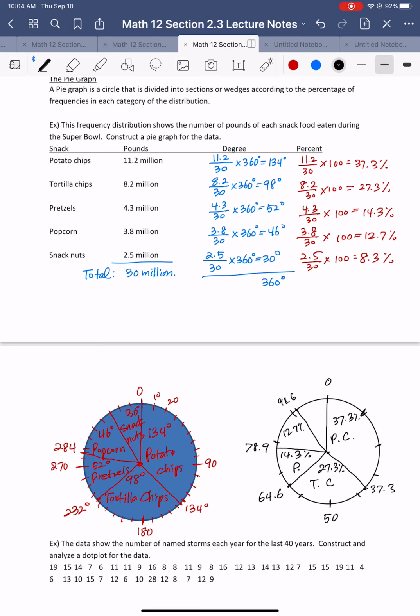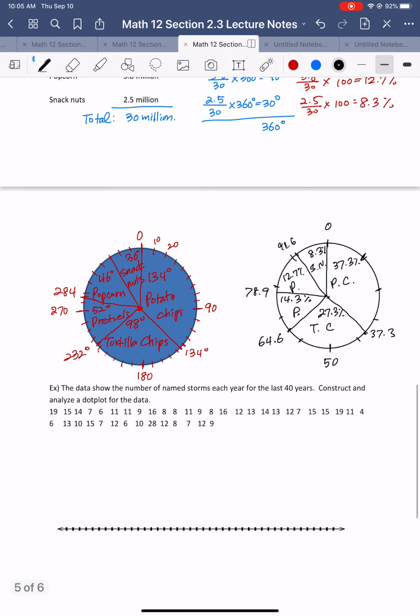And then that must be the popcorn, right? And then the rest of it is going to be the 8.3%, which is the snack nuts, okay? All right, so that's all. See, do you see that though? The sector looks the same, right?